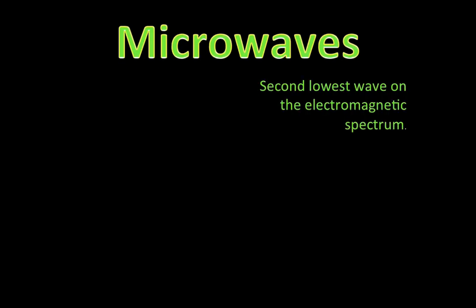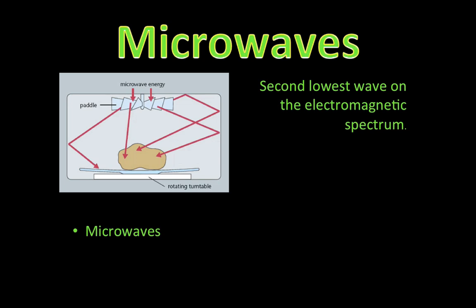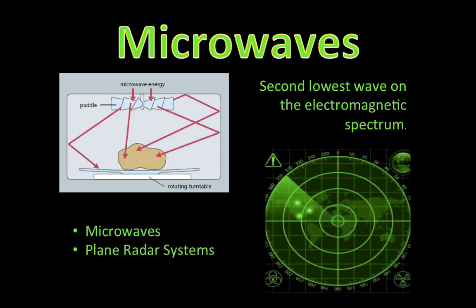Next one is microwaves. Microwaves are the second lowest wave strength on the electromagnetic spectrum. They also power our microwaves, which cook our favorite meals, and also plane radar systems, which allow planes to fly and land safely.